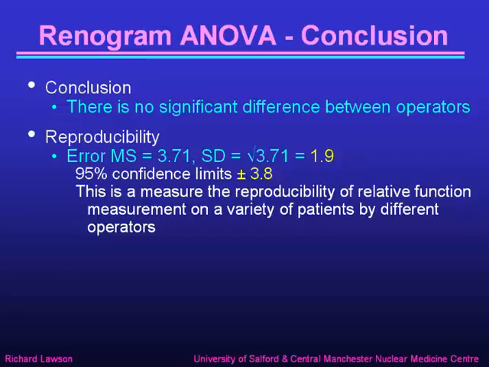So we're saying that for a renogram to have a significant difference in relative function, it would have to change by more than 3.8% to be outside our 95% confidence limits. Anything within a change of plus or minus 3.8% is not going to be significant on the basis of this sort of statistical analysis. So analysis of variance is a very handy way of analysing this sort of data.